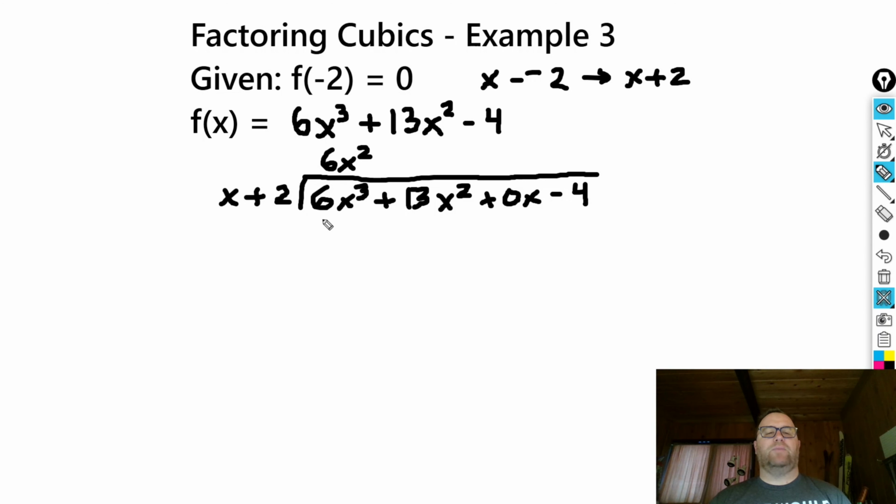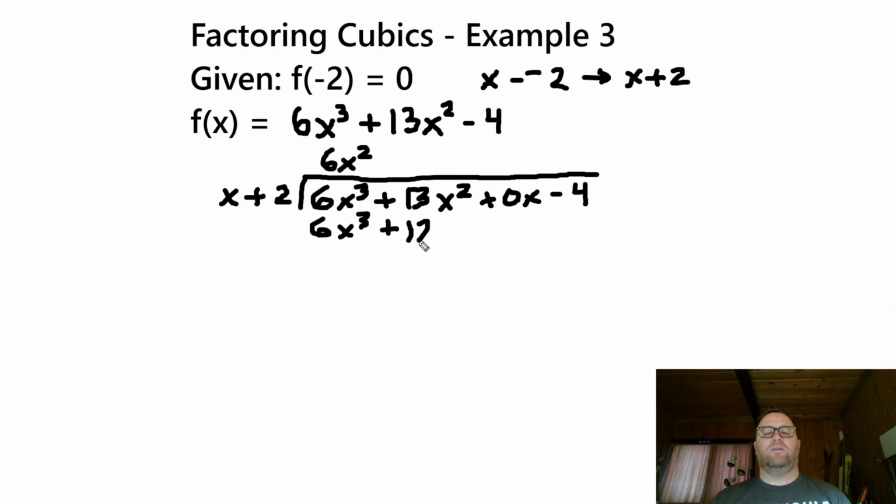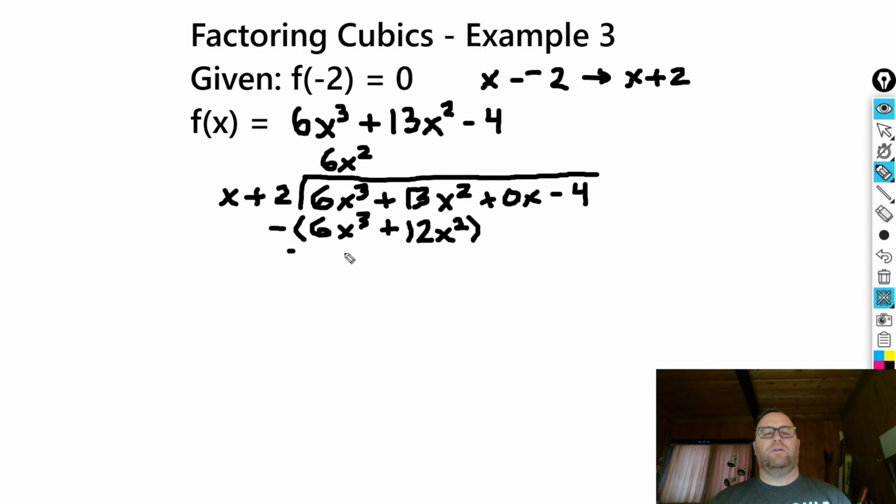And 6x squared times x is 6x cubed. 6x squared times 2 is plus 12x squared. And again, we'll subtract this off. We're going to get the 6x cubes are going to cancel out. And then we'll have 13x squared minus 12x squared is going to give me just 1x squared. I don't even need to write the 1. We'll bring down the 0x and bring down the negative 4.